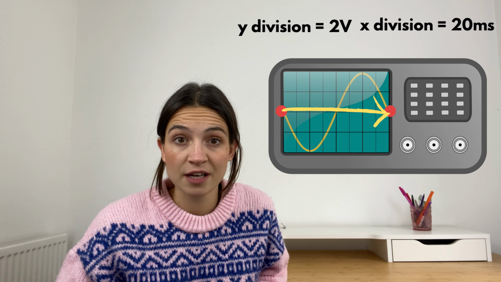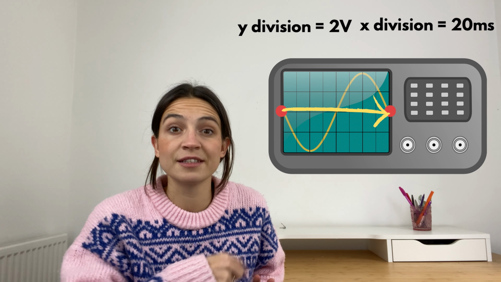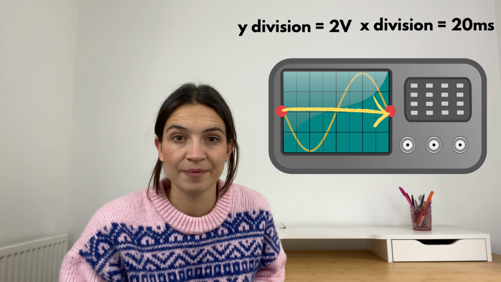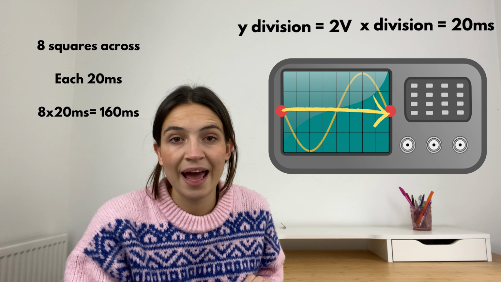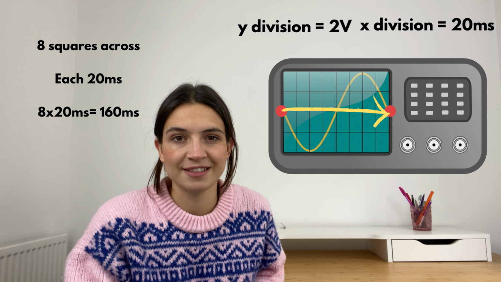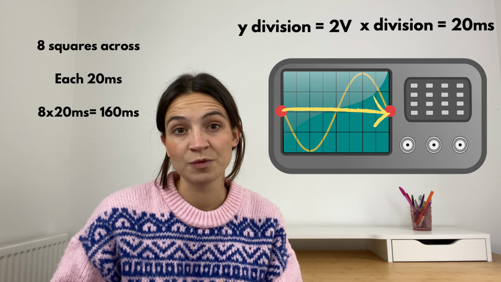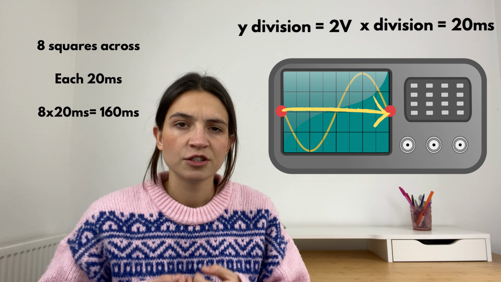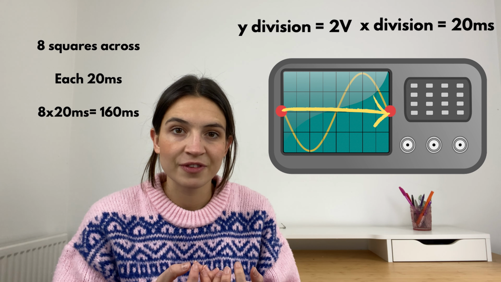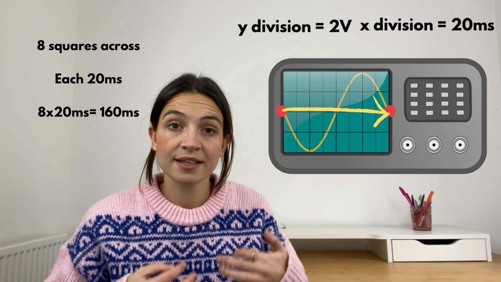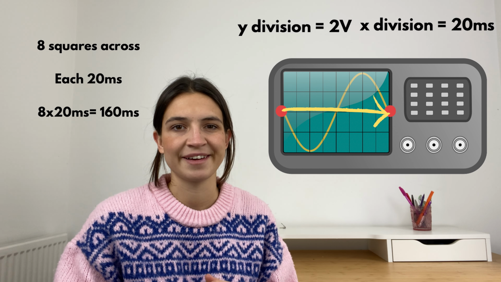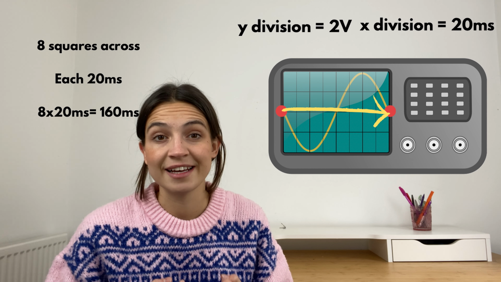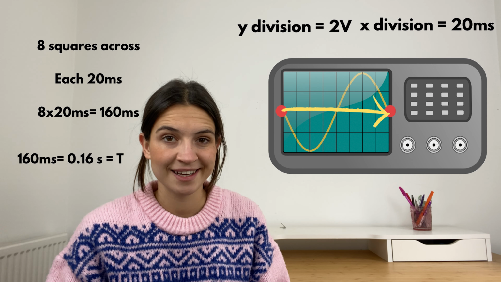First, let's find the time period of my wave. This is one complete wave here, and there are a total of 8 squares across my x-axis. Remember, each square was worth 20 milliseconds, so if one whole wave is 8 of them, then one whole wave takes 160 milliseconds. To convert into seconds, that is 0.16 seconds.